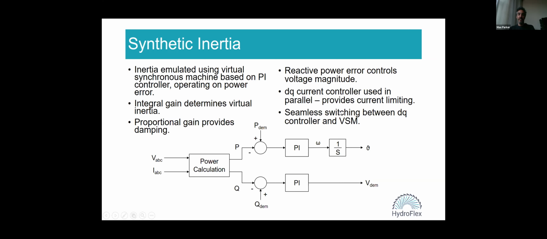One of the important things, a DQ current controller is still used in parallel. It doesn't do anything in normal circumstances, but it can provide current limiting during a fault. And this virtual synchronous machine is not particularly good with grid faults. So if you have a relatively large or significant voltage dip, then you have to switch to the DQ controller. But in my model, you can switch between them fairly seamlessly.